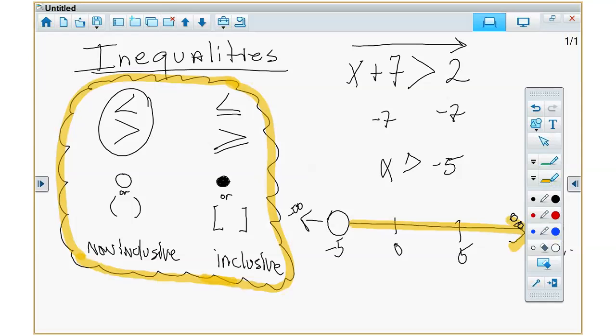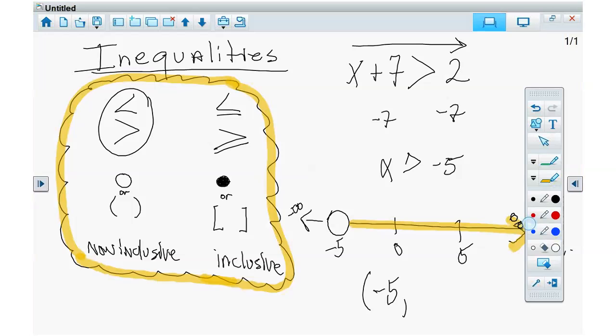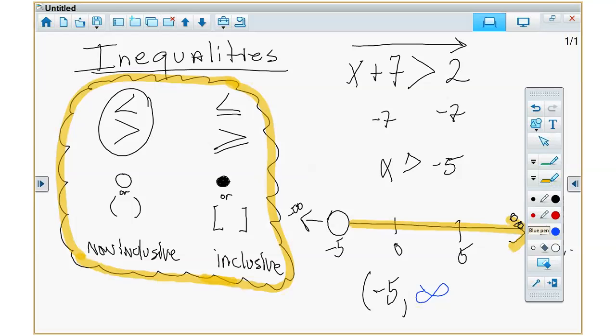So, what numbers can I use in this equation? I can use all numbers from -5, not touching -5, to what? To infinity. Okay? So, pick a number from -5 to infinity. 100. Plug in 100. 100 plus 7 is 107. Is 107 greater than 2? Yes. How about 0? 0 plus 7?